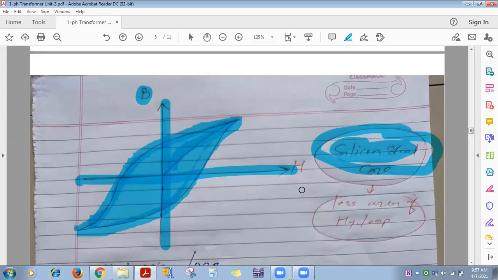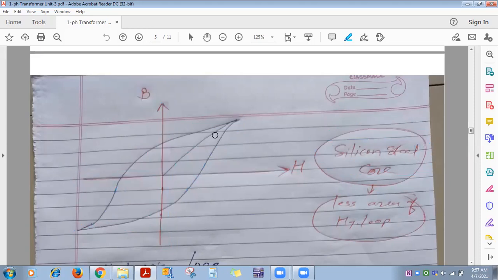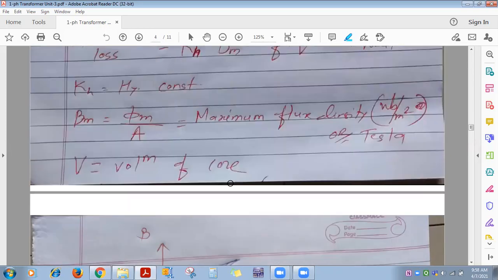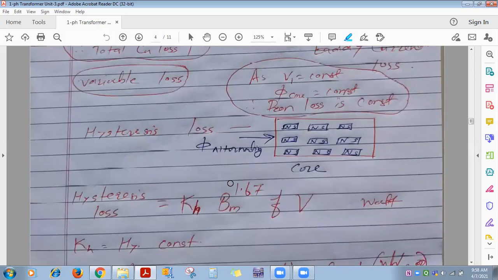And that's why silicon steel is used for the manufacture of core. Why? Because if you use silicon steel for manufacture of core, hysteresis loss will be the least. Why? Because if you plot the BH curve, you will find less area of this curve for silicon steel, and that's why silicon steel is used for the manufacturing of transformer core. How to minimize hysteresis loss? By using a silicon steel core. Any difficulty in hysteresis loss?